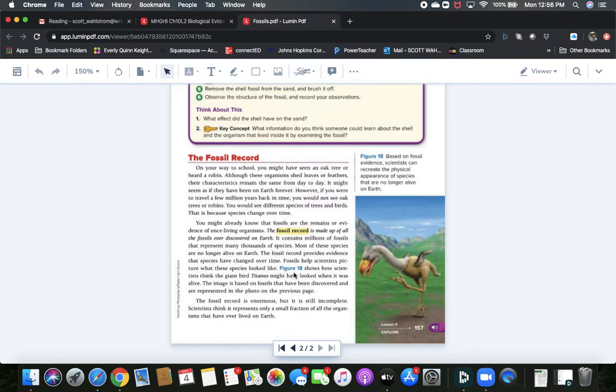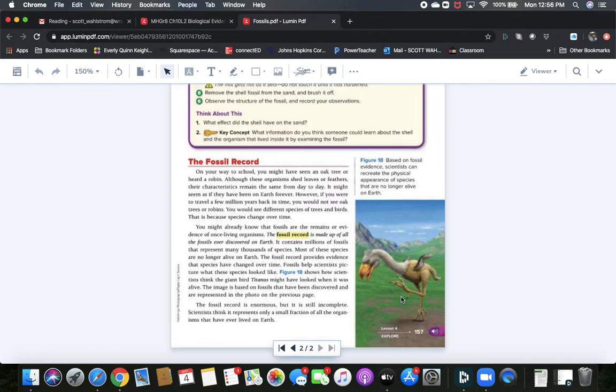Figure 18 shows how scientists think the giant bird Titanus might have looked when it was alive. The image is based on fossils that have been discovered and are represented on the photo on the previous page. We should stop here and take a look at Figure 18. Based on fossil evidence, scientists can recreate the physical appearance of species that are no longer alive on Earth. And so we have a picture of what this animal may have looked like.